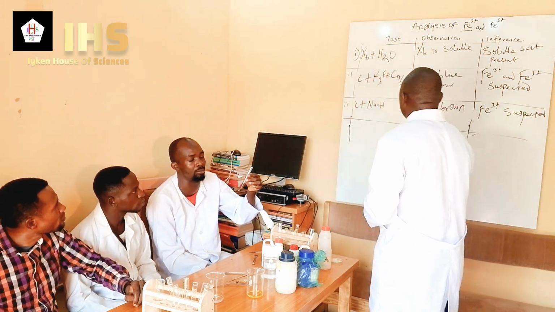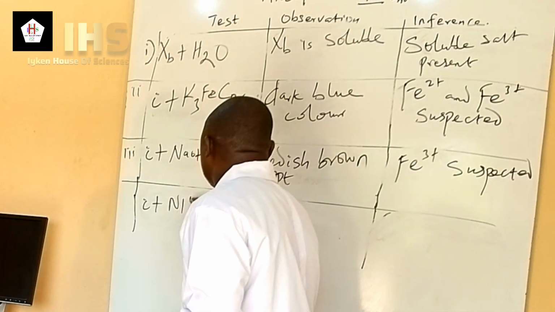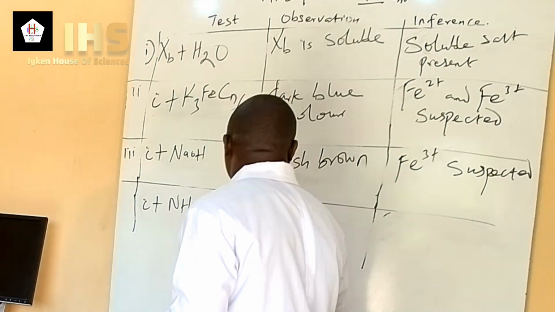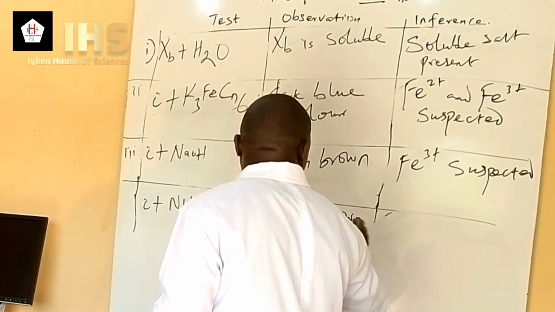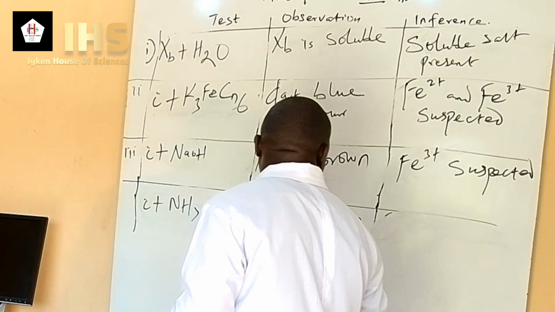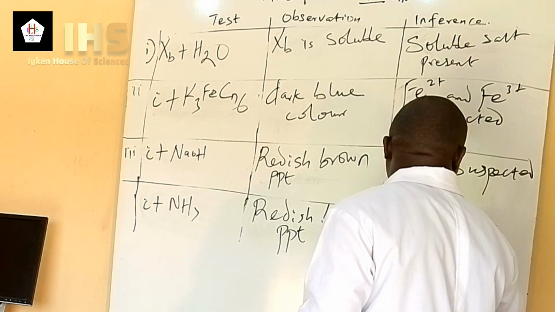So we see the iron plus ammonia solution gives us a reddish brown PPT. Then we say iron 3 confirmed.